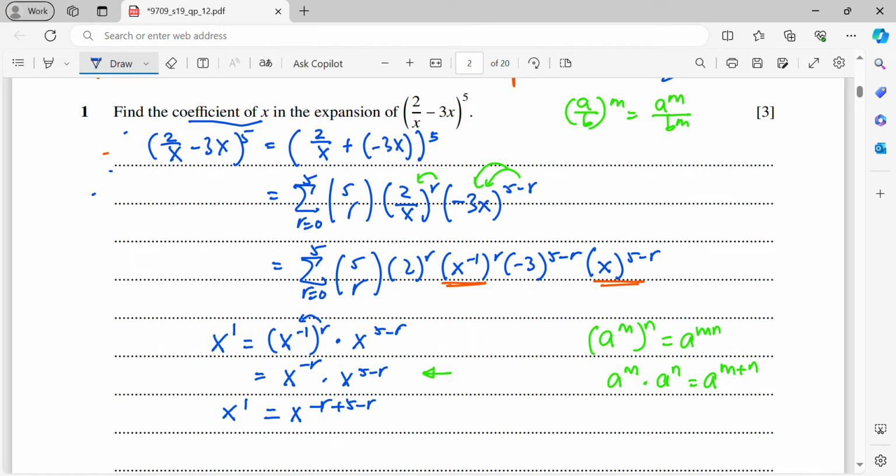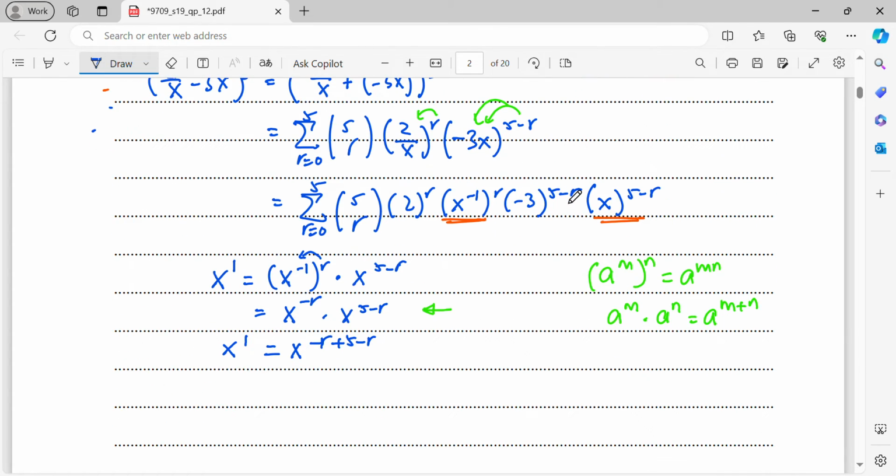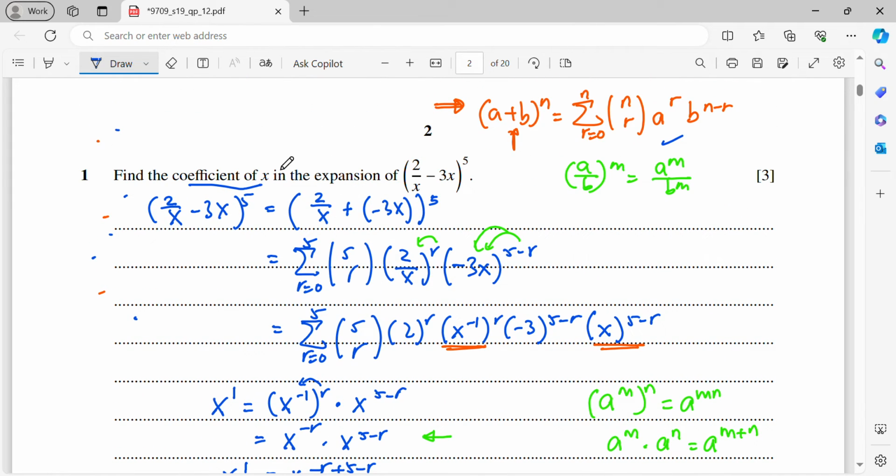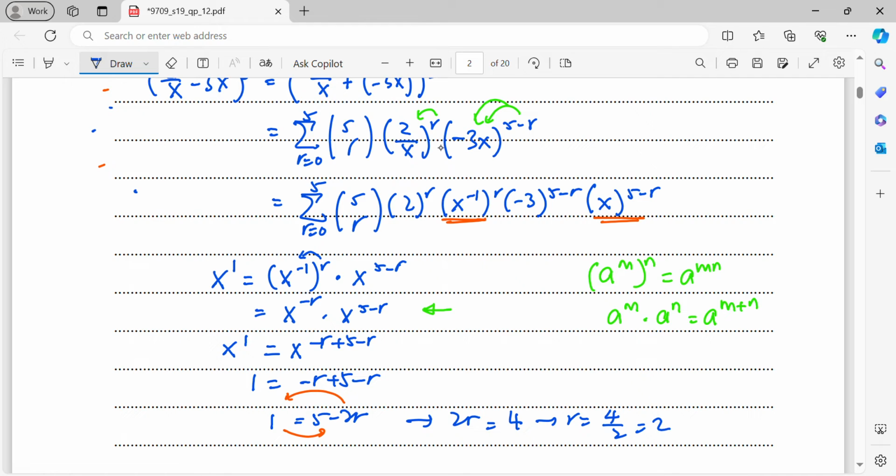Then I will compare the powers of x from both sides. Left side 1, right side minus r plus 5 minus r. Therefore, you are getting 5 minus 2r equals 1. Hence, my 2r will be moved to the other side, and this 1 will be moved to the right side. So here I will be getting 5 minus 1, which is 4. Hence, my r is 4 over 2, that is 2. That means my coefficient of x exists when r is 2.